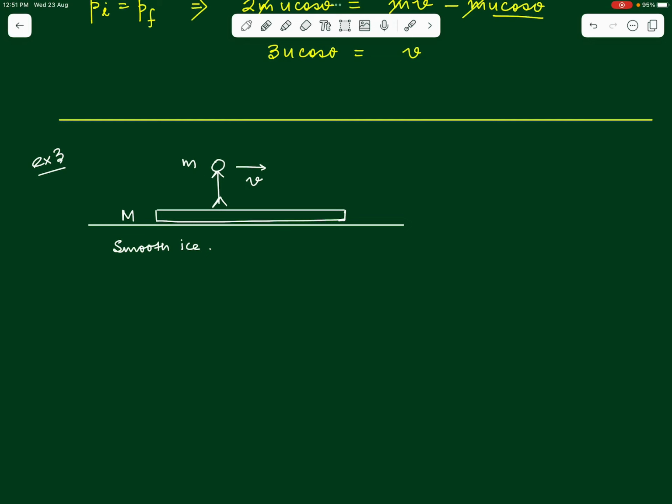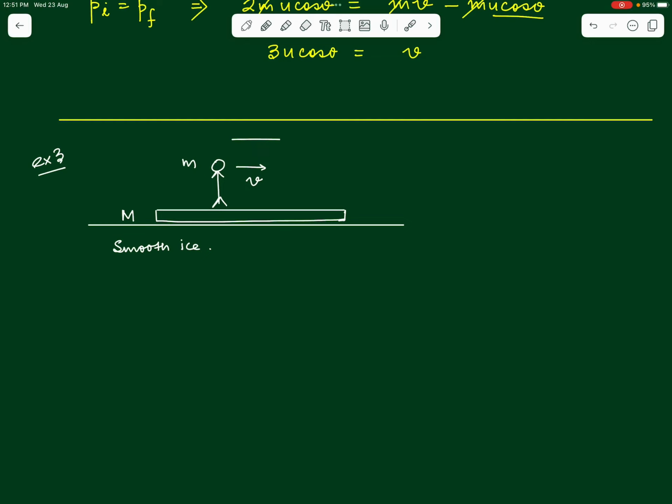Okay, I'll just repeat the question. A man of mass small m is standing on a platform of mass capital M kept on smooth ice. If the man starts moving on the platform with a speed v relative to the platform, with what velocity relative to the ice does the platform recoil? What do we understand by recoil?